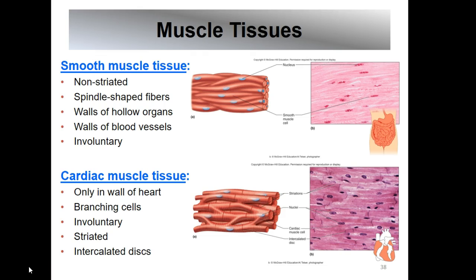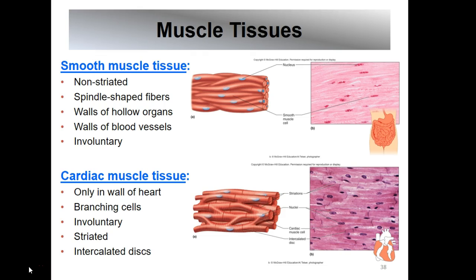Then, of course, you have your cardiac muscle. So when you see the word cardiac, you should immediately think, oh, it's in the heart. And it's only found in the heart. It is a structure of branching cells with one centrally located nucleus per cell and intercalated discs. And what that means is it's where two cells meet.